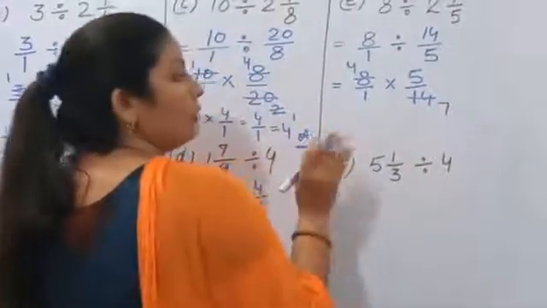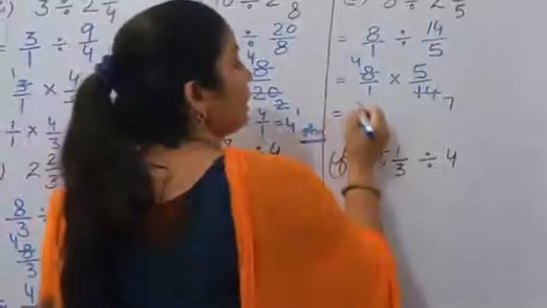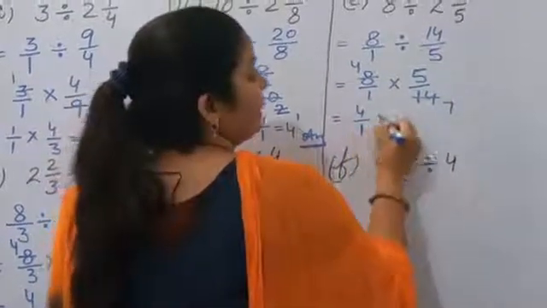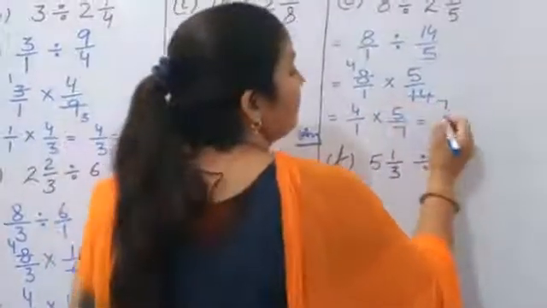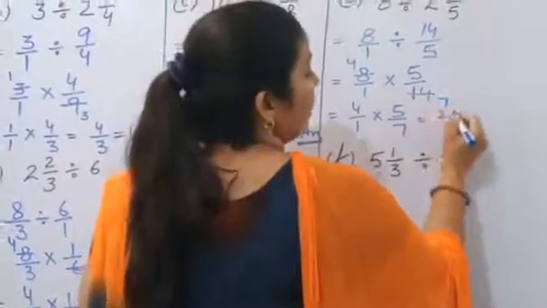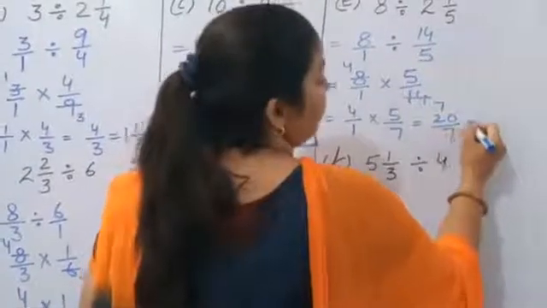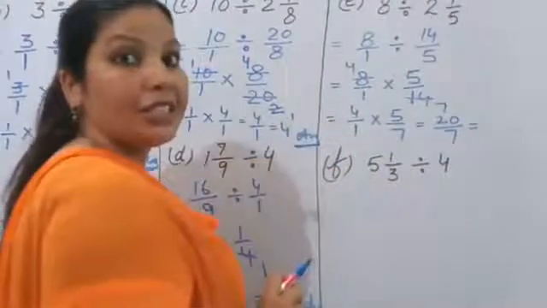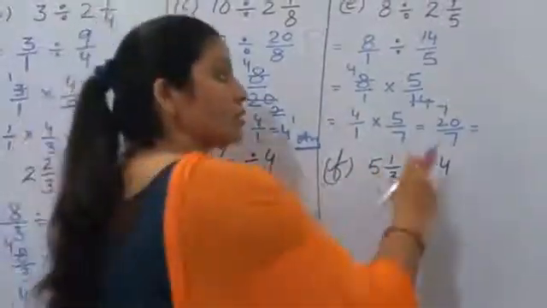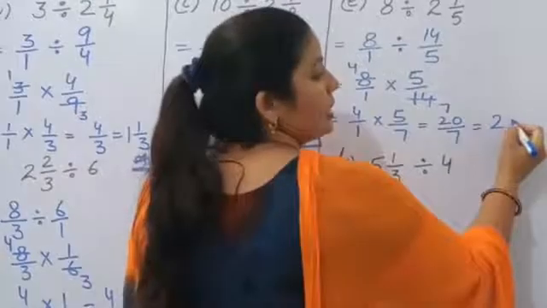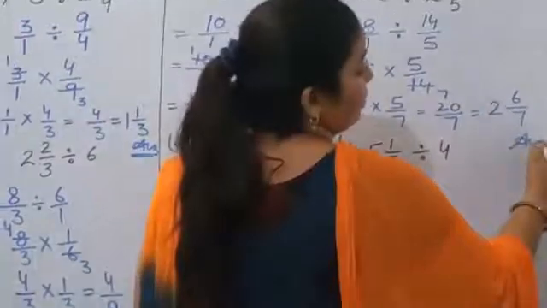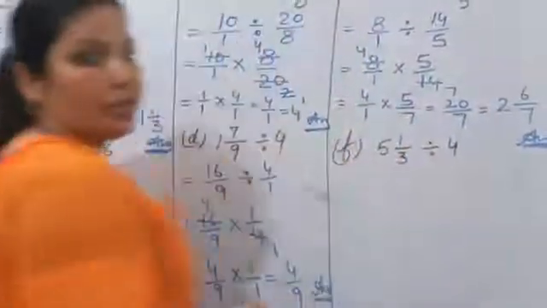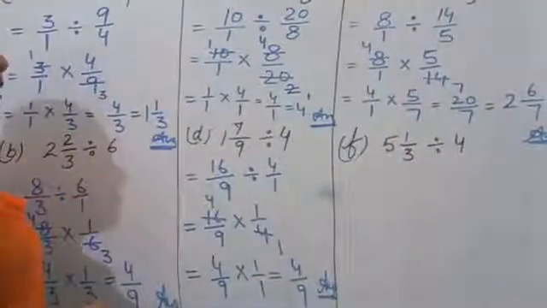Okay. Now no one will cancel. So from here we have 4 upon 1 multiply by 5 upon 7. 4 fives are 20 and 7 ones are 7. It is an improper fraction, so we change it into mixed. So 7 2s are 14, 6 will remain, upon 7. 2 whole 6 upon 7. That's your answer. Okay, so like this you will do.